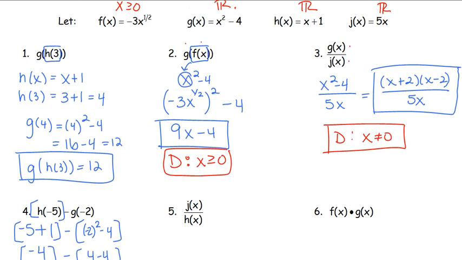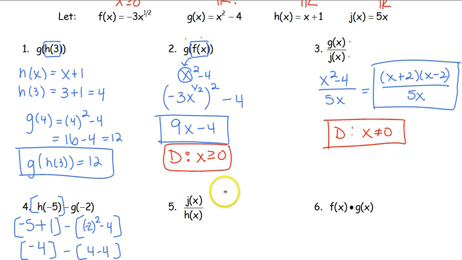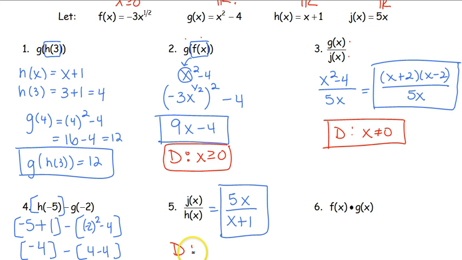For number 5, we've got j of x divided by h of x. So we've got 5x over x plus 1. We look, nothing can factor, nothing can simplify. So that's literally all you have to do for number 5, and then consider the domain.